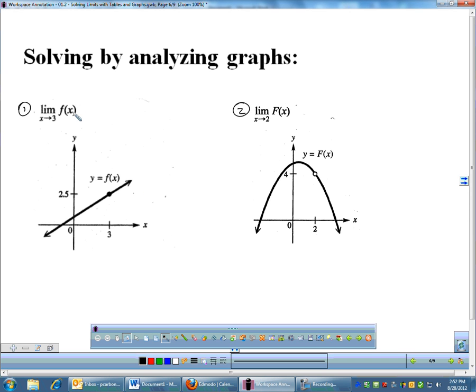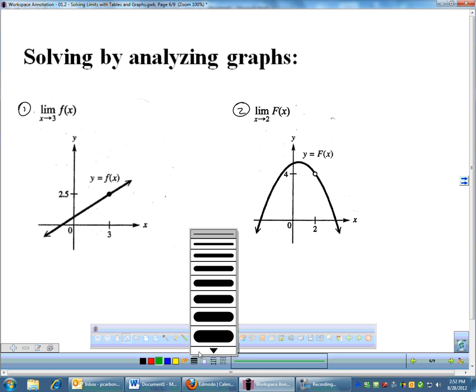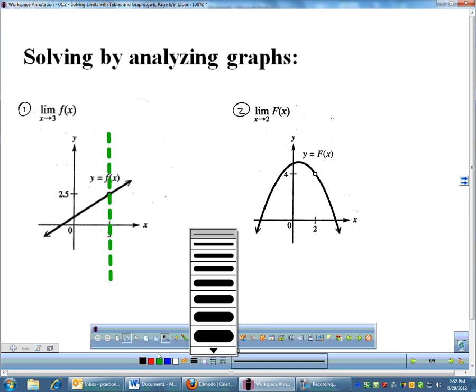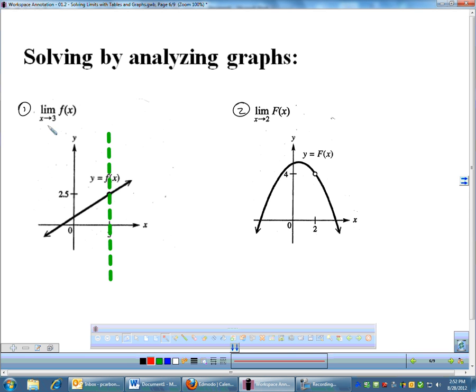So the limit as x approaches 3, what I do is I will visualize, and for now I'm actually going to draw it in there, a dotted line at x equals 3. And what I want to do is approach that line, x equals 3. We're going to come from the left and from the right. And if the left and the right sides meet, then the limit exists. Now this limit, left side and right side, are both going to that point, and the y-coordinate of that point is 2.5. So this limit is 2.5.